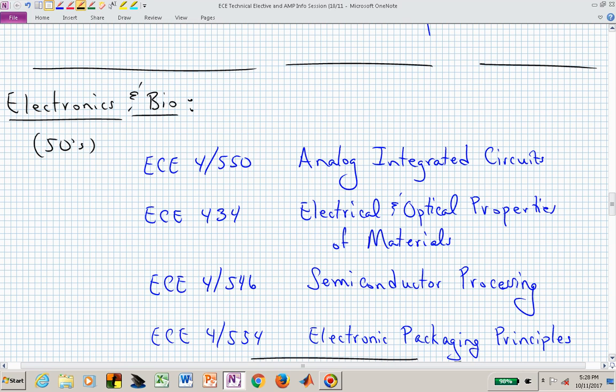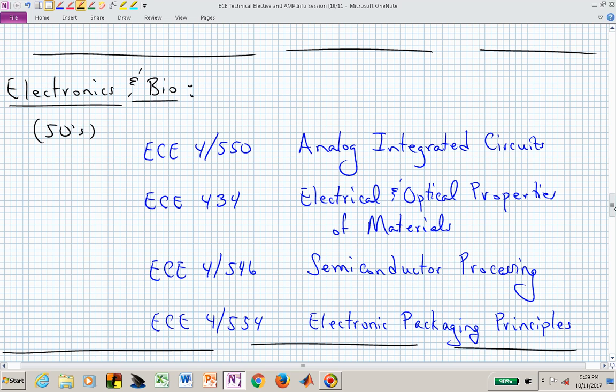Some of these courses are cross-listed, meaning they not only have ECE as a prefix, but they might also have chemical engineering or material science. So you might see a wide breadth of students in such a class. But if you want to know how they make these physically, that would be what you might want to pursue, and that's the 446.